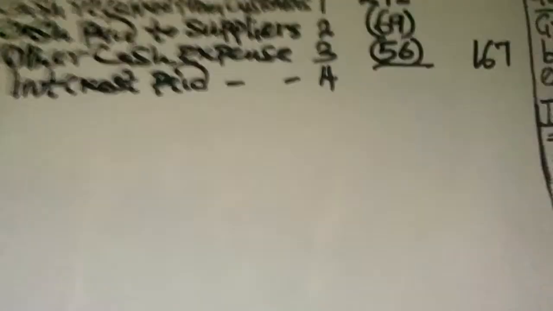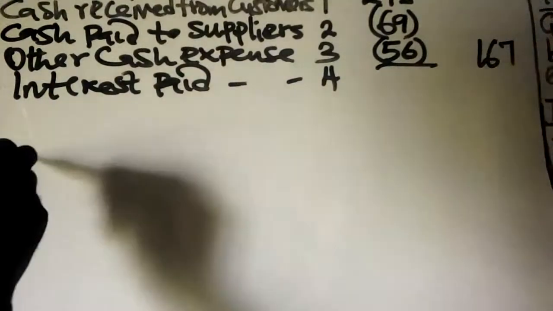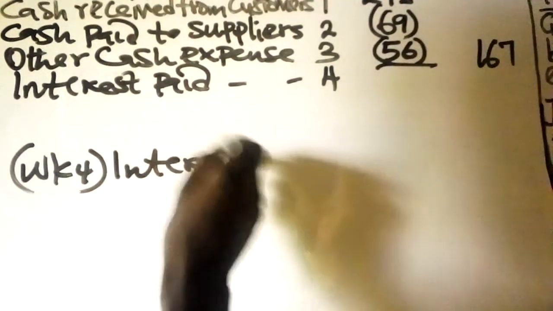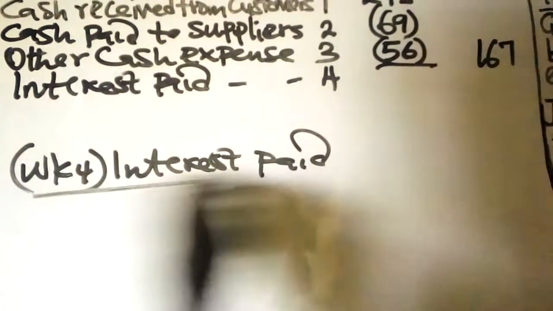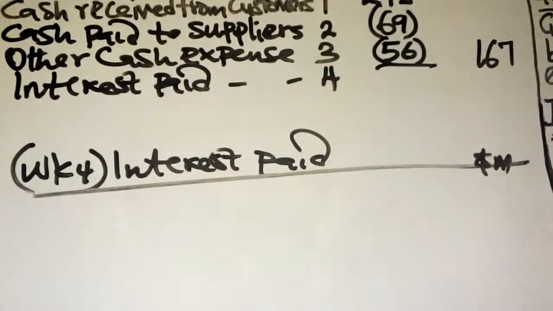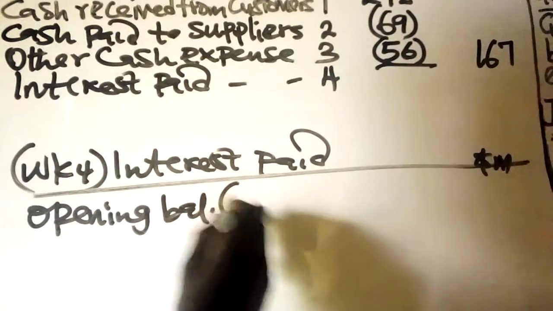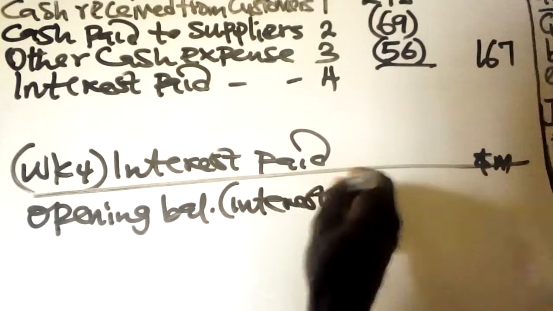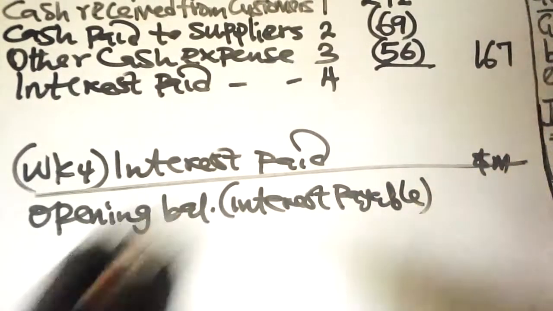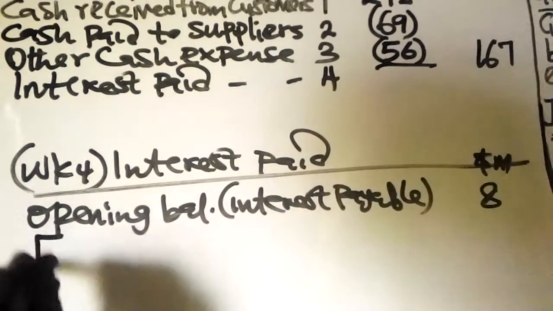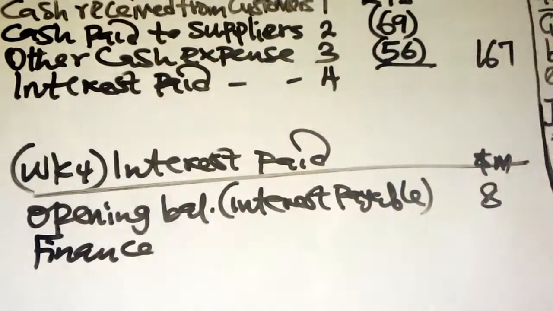Then we have note 4, which is interest paid. You start with the opening balance, which is interest payable. I've told you that this is found under current liability in the statement of financial position. We have 8 million. Then you have the finance cost, which is charged in the statement of profit or loss.